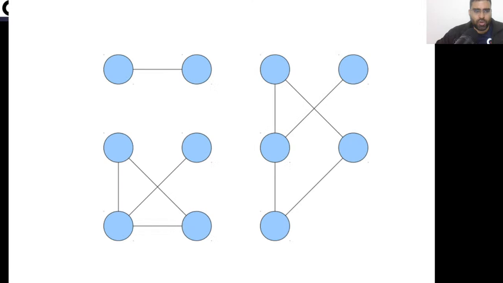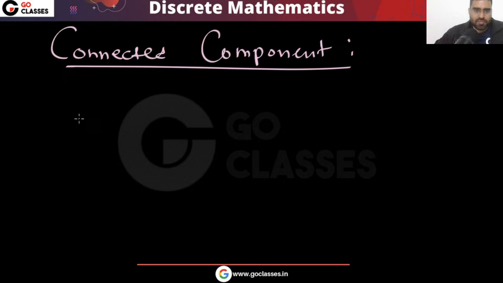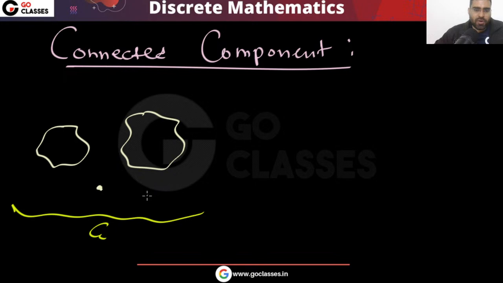Now, let's see the next concept, that is connected component. What is the concept of connected component? This is very simple. A connected component is like islands. For example, consider this graph. In this graph, you have these types of islands. Like this is an island, maybe something like this, or maybe something like this.